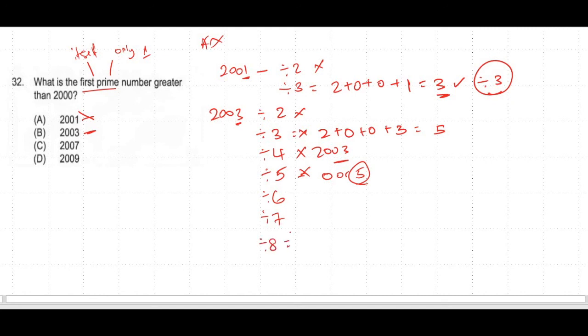Divide by 8, how do I see that? That means divide by 4 is the last 2 digits, right? Sorry, last 2 digits. Then divide by 8 is the last 3 digits. So can the last 3 digits be divided by 8? No, cannot.